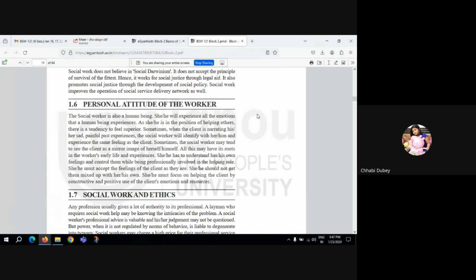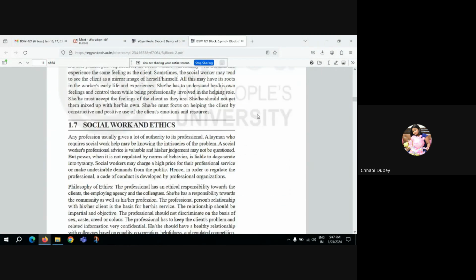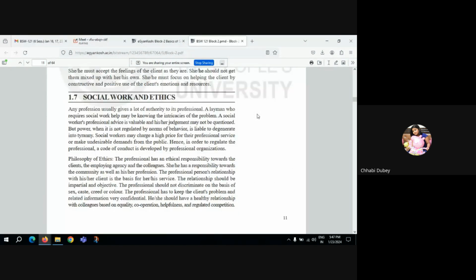So any such feelings that come up as a result of our past experiences or our involvement in the process, we have to be very much aware of these attitudes as well as the feelings, and we have to utilize them in a way which will be most constructive and positive for the client. Now, after this, we come to social work ethics.